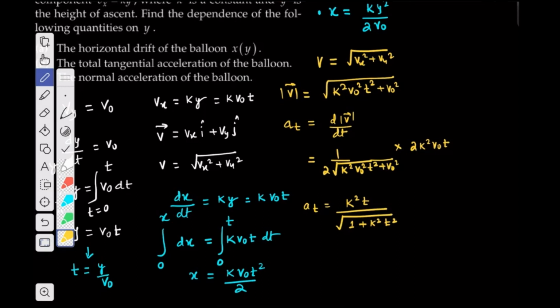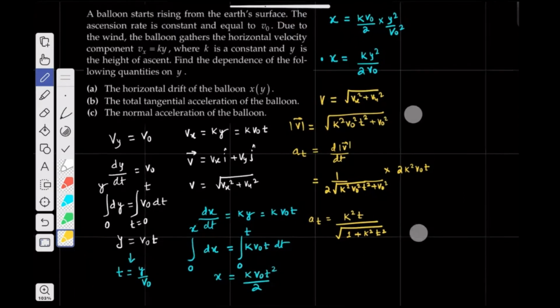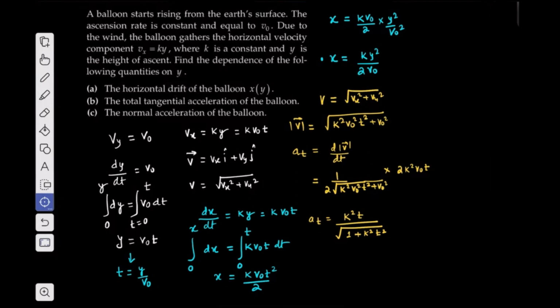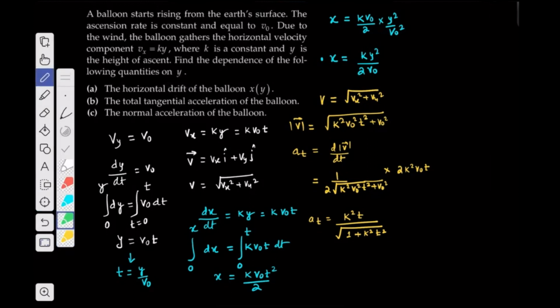And in case you would like to find our a_t in terms of y only, they are asking us for the dependence on y only. So we can do that, since we know that t equals y by v naught. I will replace wherever I see t with y by v naught, and we can figure out a_t in terms of y.